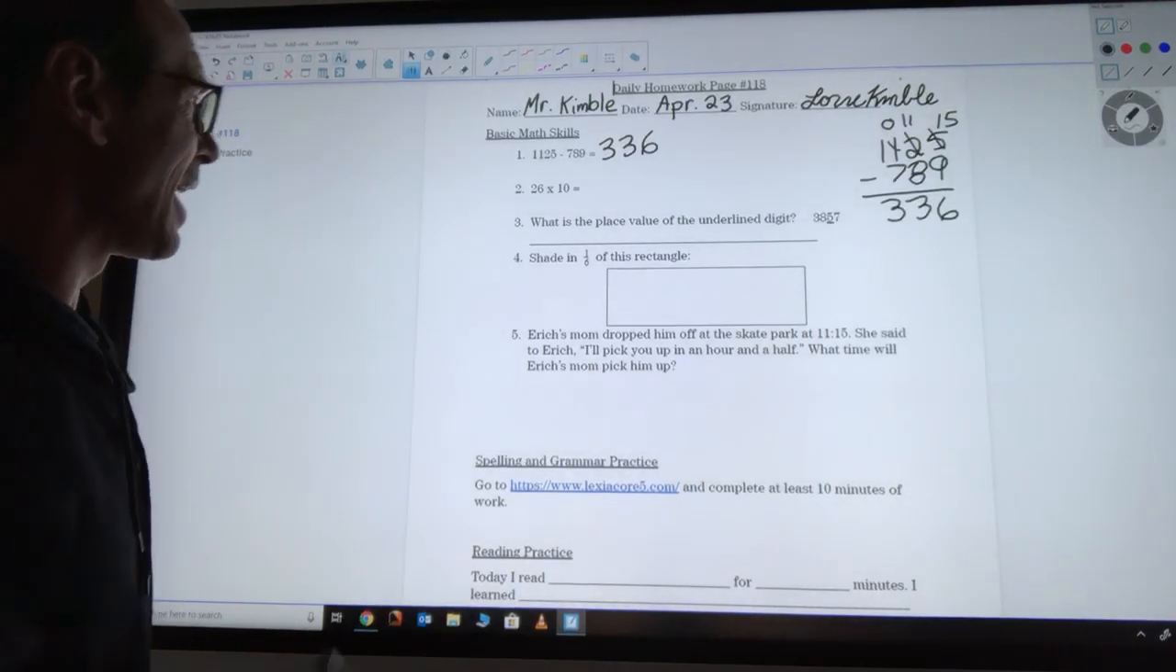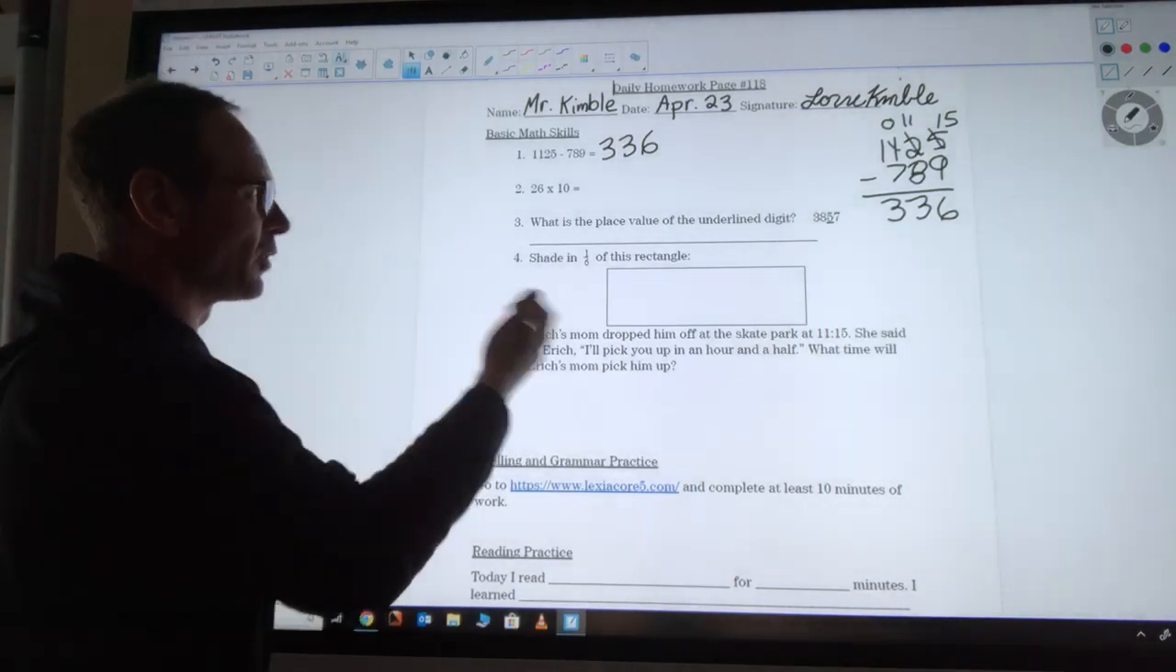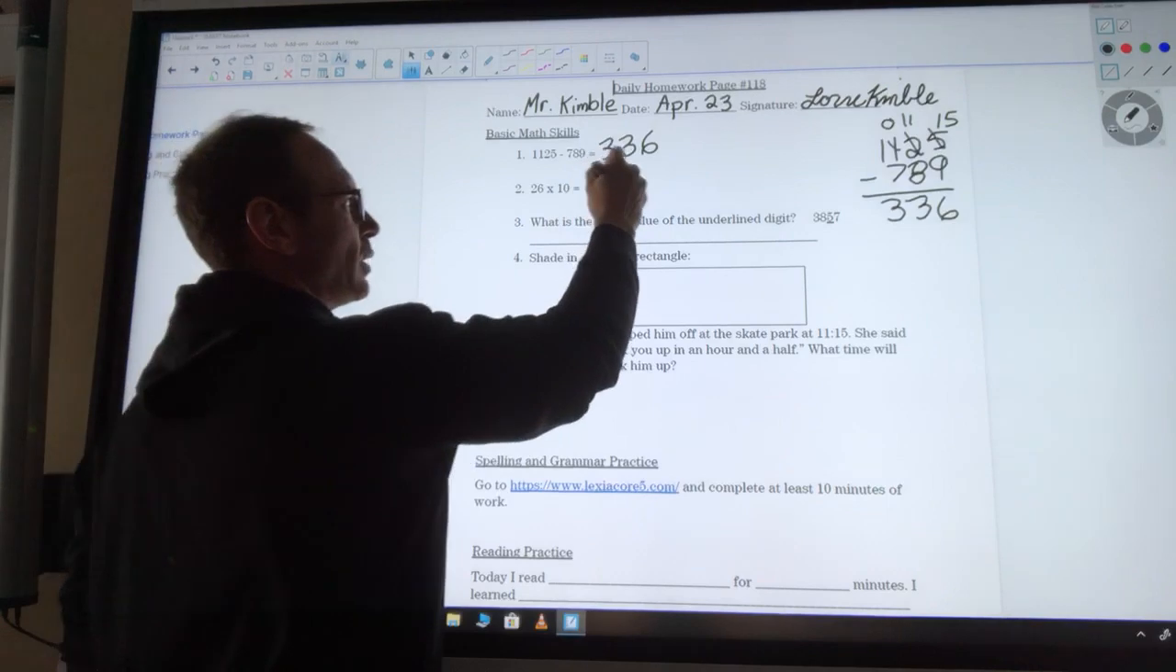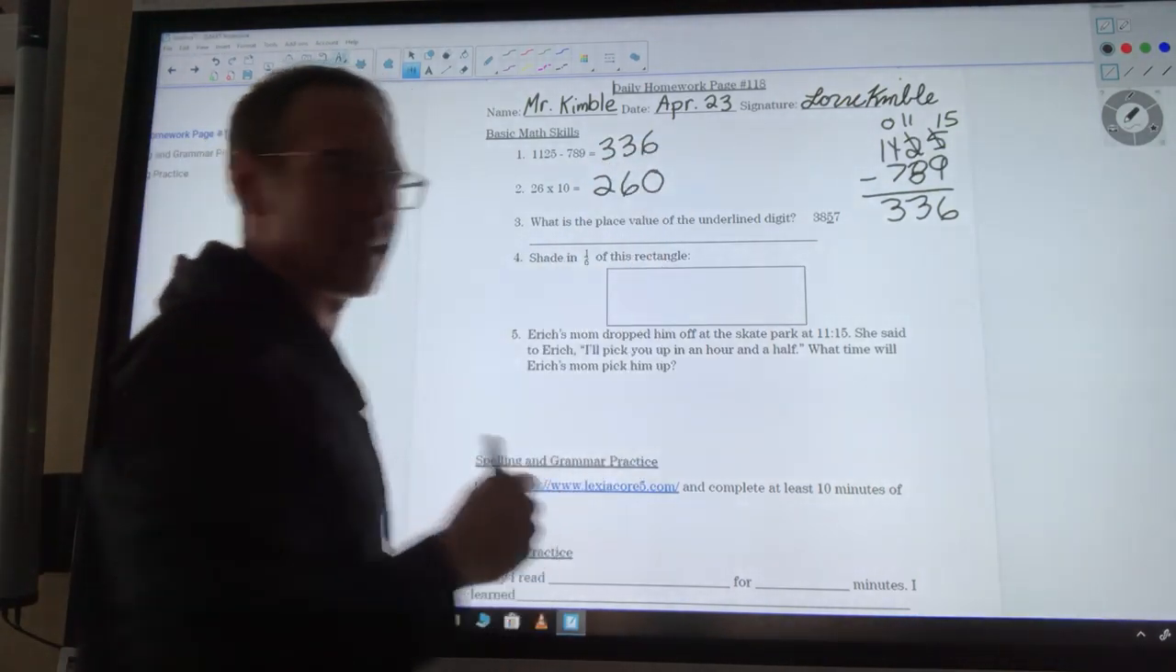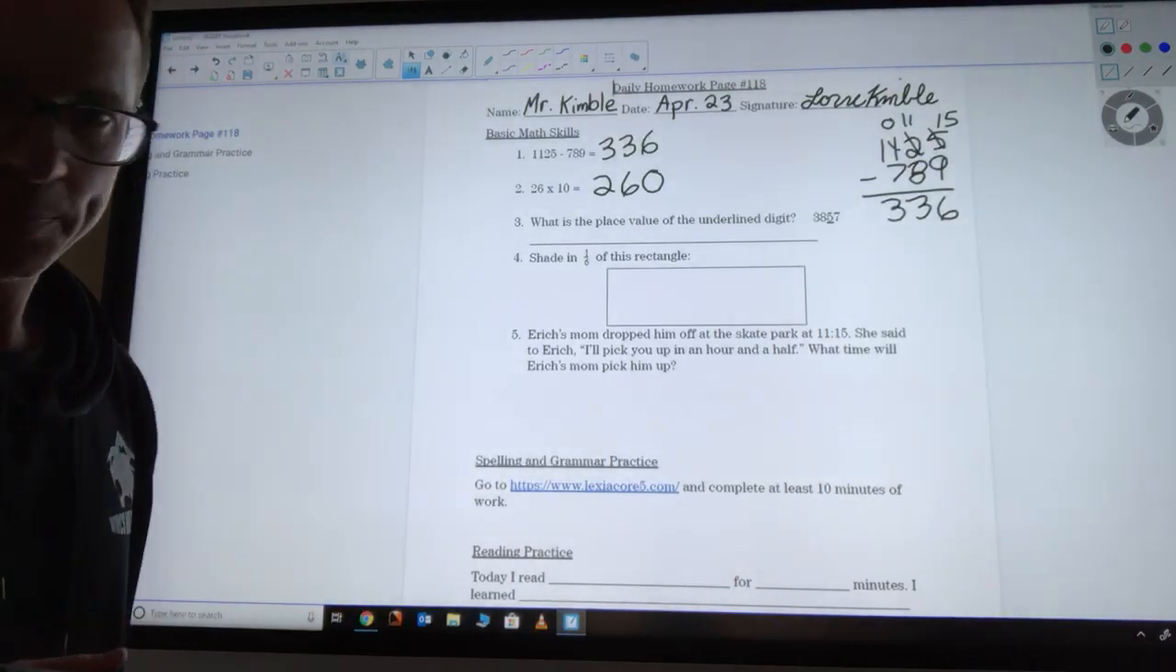26 times 10, we've looked at the pattern for these. We should know that 26 times 1 is 26, so 26 times 10 would be 260.